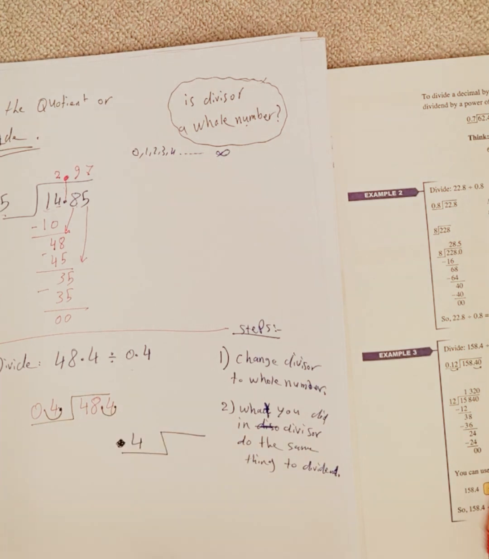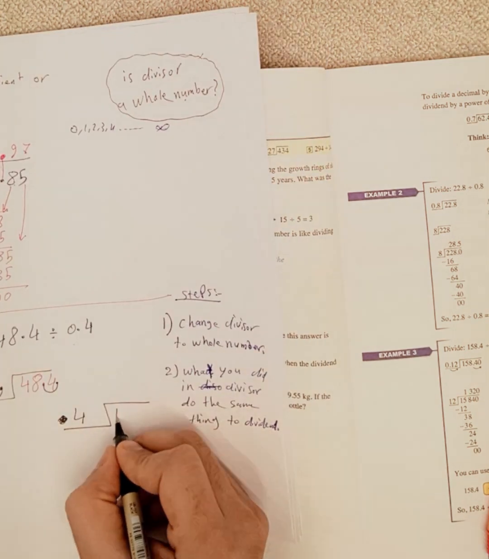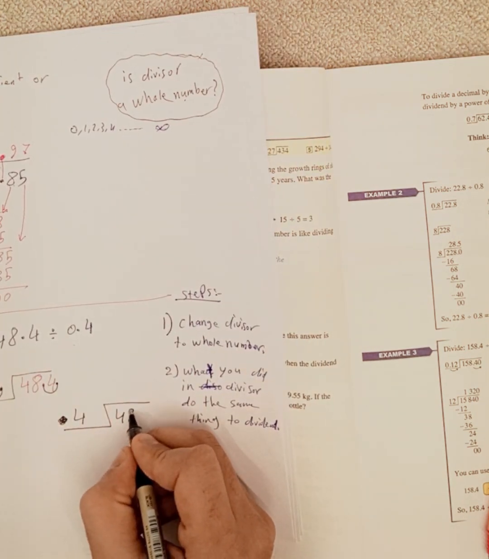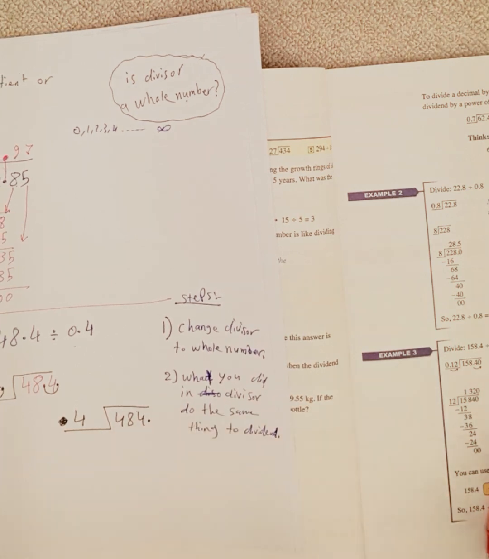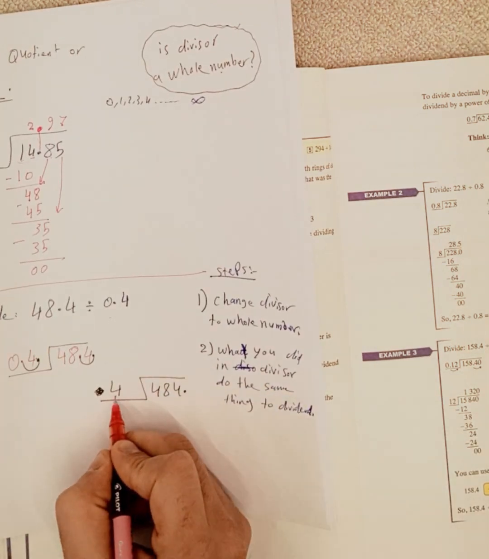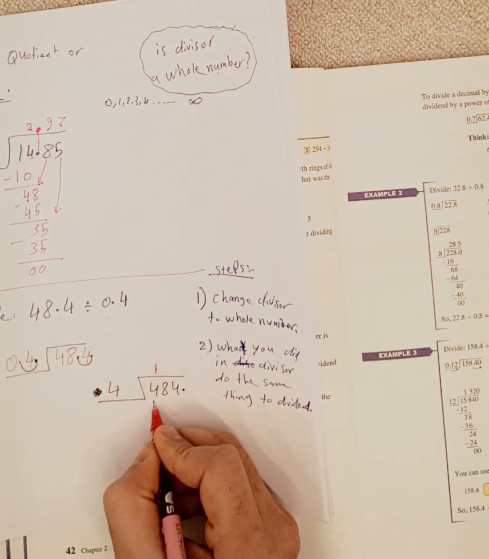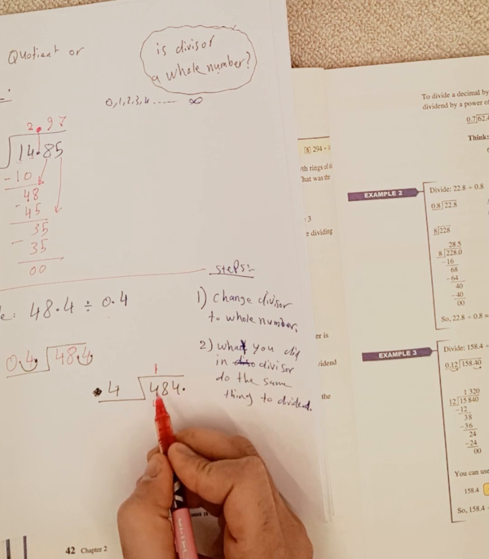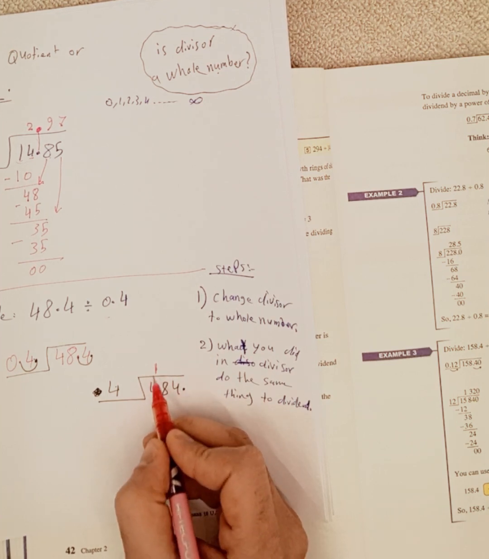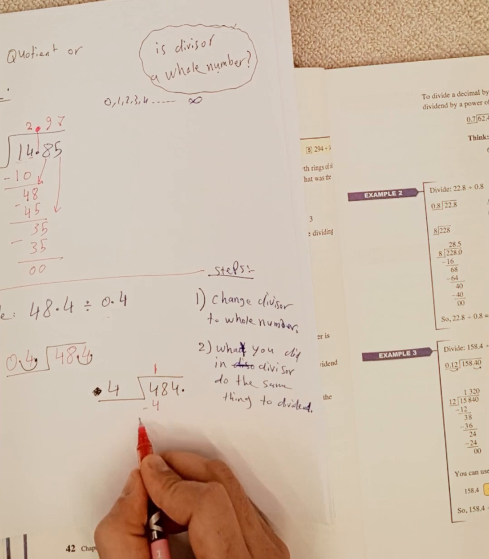Now it's going to be 484. The point is at the end. Now it's like the normal long division. How many 4s do we have in 4? 1 times 4 is 4. Write down 1 above the 4, in the correct place value, this one. Minus it, it's going to be 0. Bring it down.